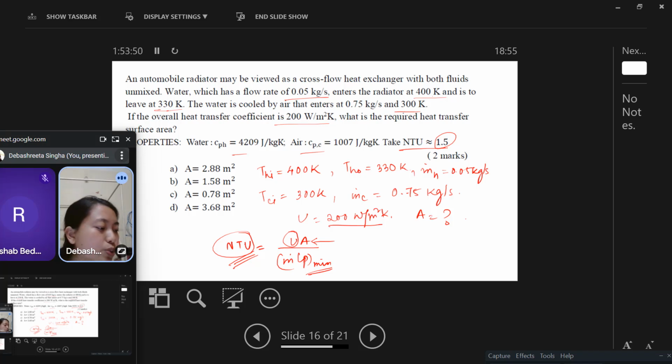So just find out here which one is the minimum MCP, whether it is for cold or for hot fluid. So for hot fluid, mass is 0.05 into CP, it is given 4209. And for cold fluid it is 0.75. Please calculate this MCP for both. Both the values you calculate.